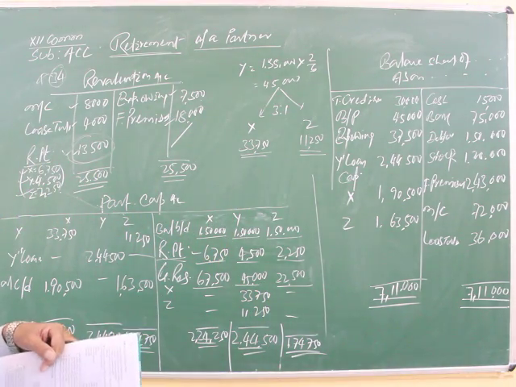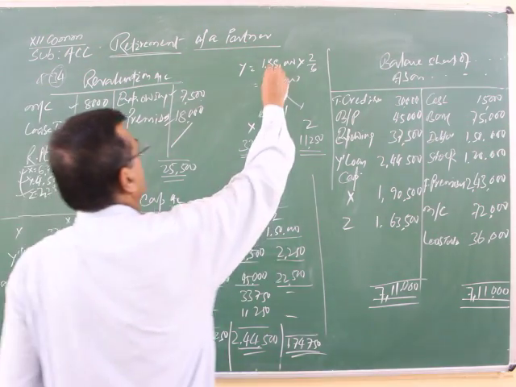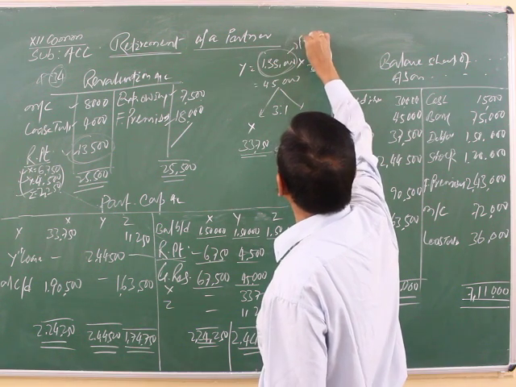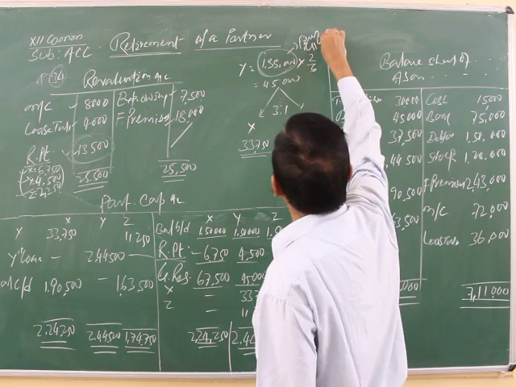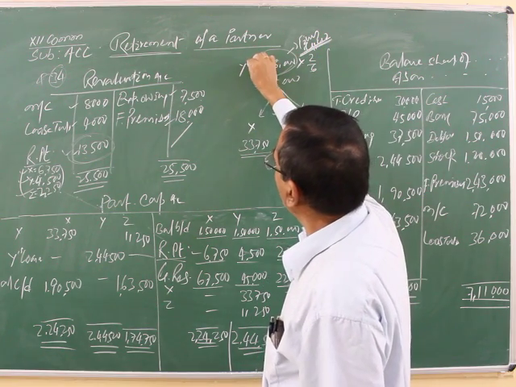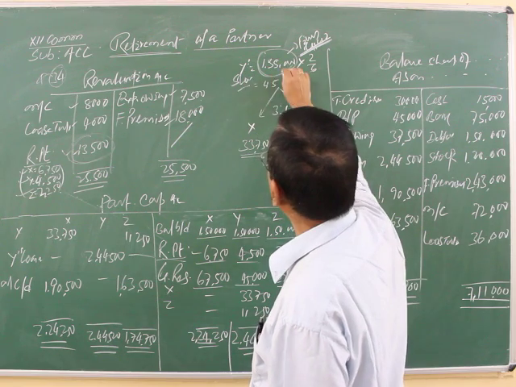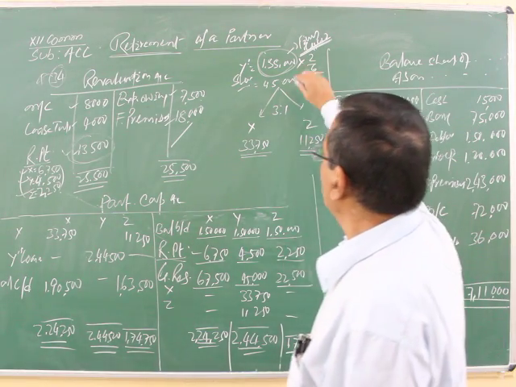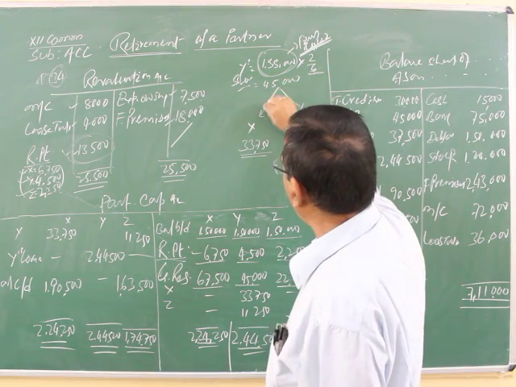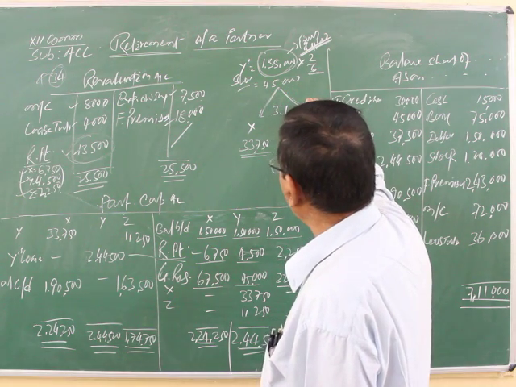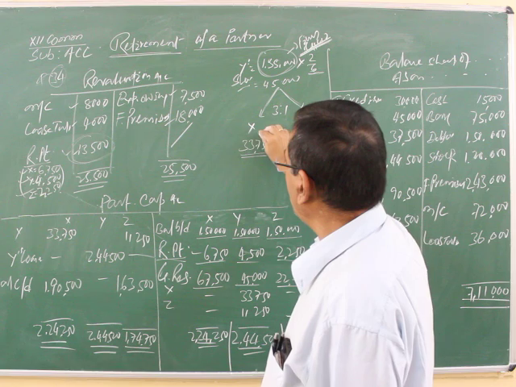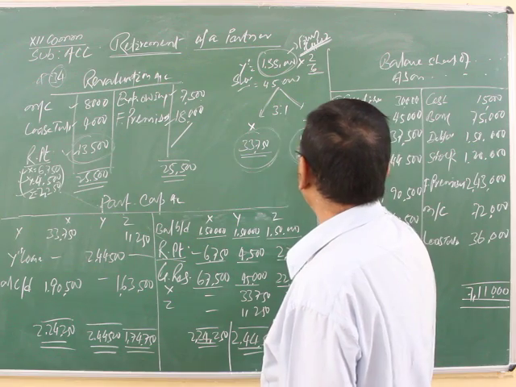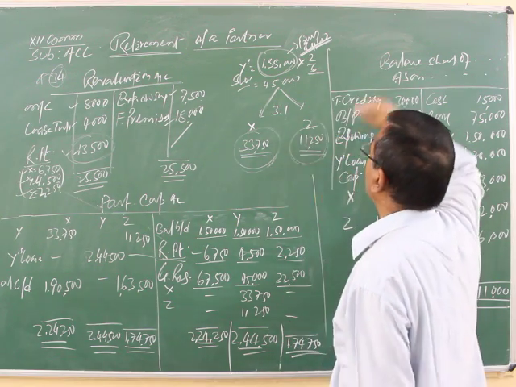After this, the goodwill of the firm is valued at the time of retirement at 1,35,000. It is the firm's goodwill. We have to find out Y's share: 1,35,000 divided by 6 will become 45,000. And this retiring partner's goodwill is borne by the remaining partners in their gaining ratio, that is 3:1. So X will bear 33,750 and Z will bear 11,250.